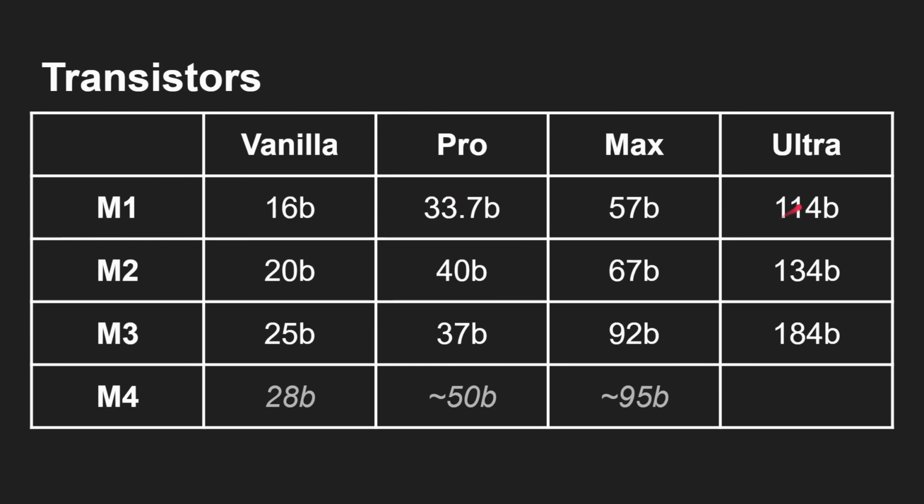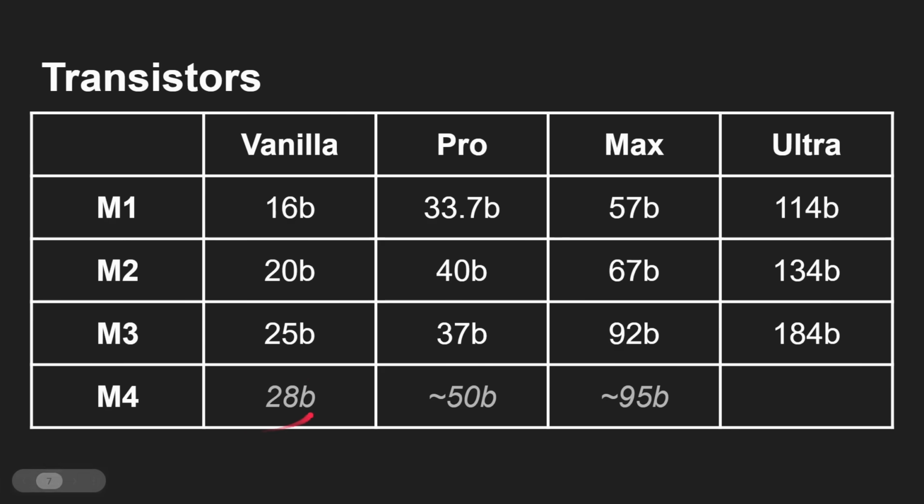Why? It's because basically these have all got more and more CPU cores and GPU cores. We'll go into the configuration in a minute. So you go down this list, and of course they keep growing, and here we are at the M3 Ultra, 184 billion transistors, the biggest chip Apple has ever made.